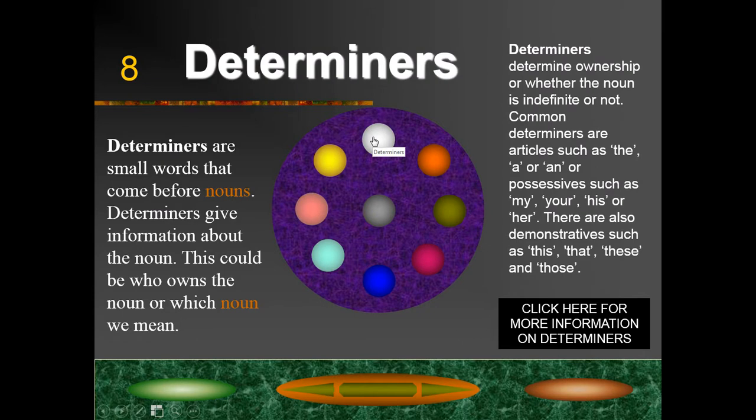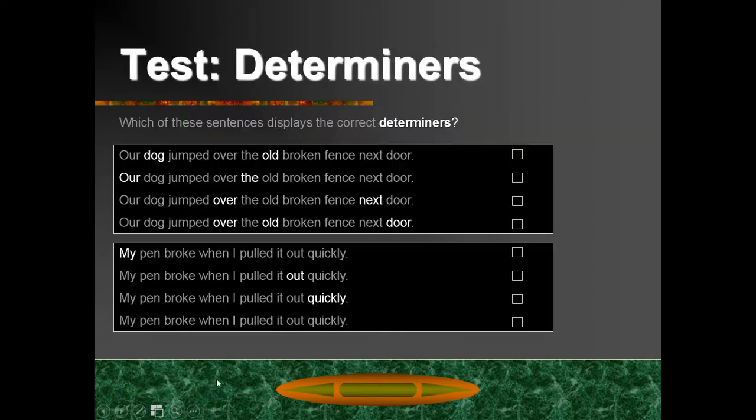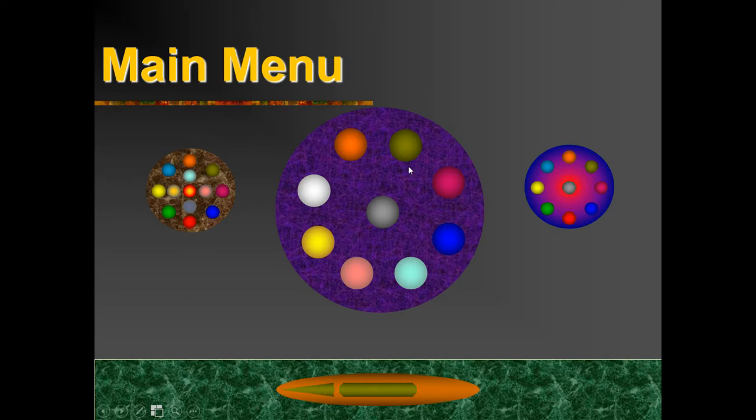Again, you can click the wheel from the top. It's better to click from the top than the bottom. Determiners is such a big area. In the examples, I actually split it up into what determiners are, and then again, there's some tests on that. But those are the 8 key areas.